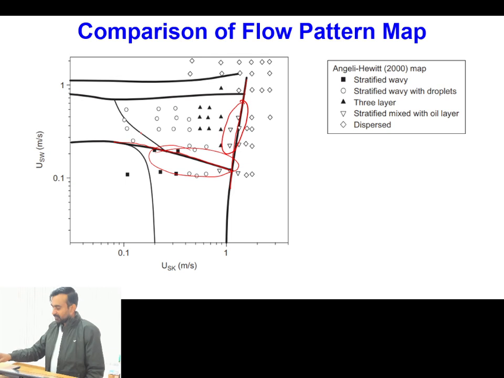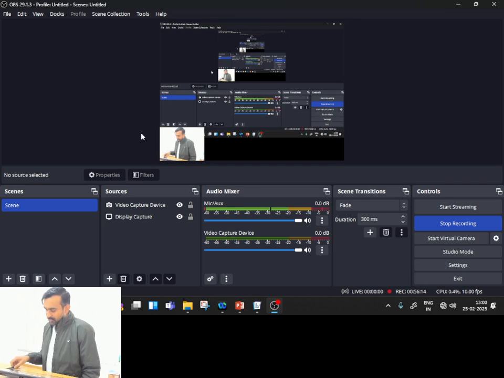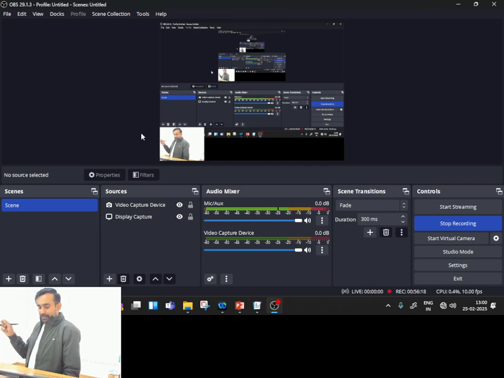So we will stop now, and in the next class we will quickly discuss one case study where the data based on the height difference can be utilized for reconstruction of the interface.